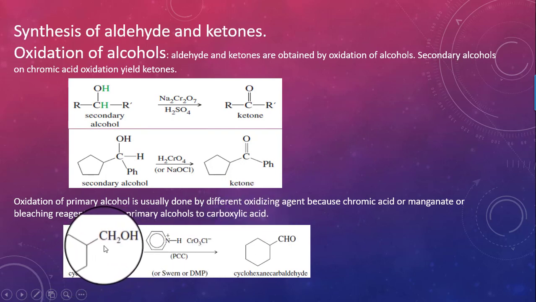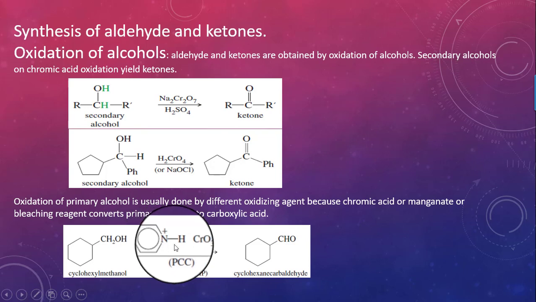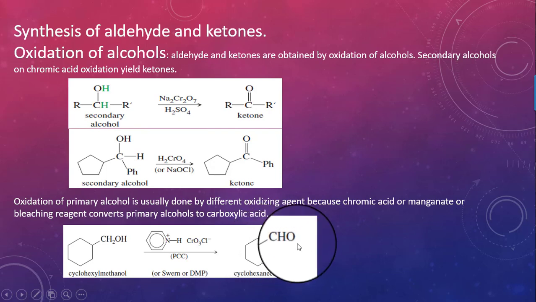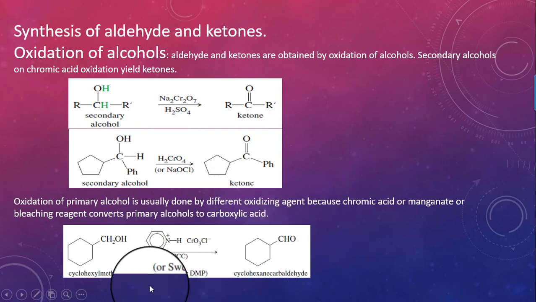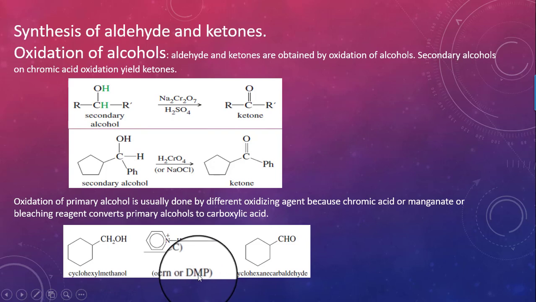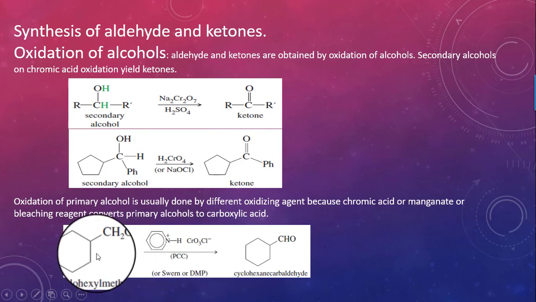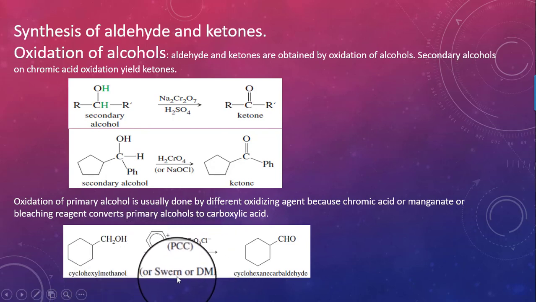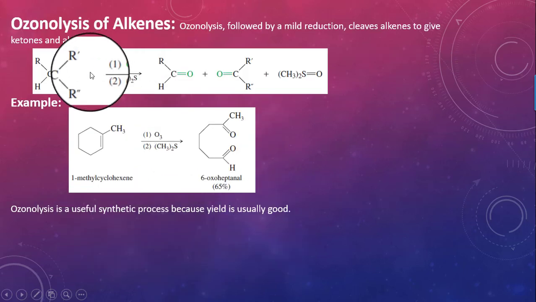Here we see that a primary alcohol is made to react with PCC, pyridinium chlorochromate, and this leads to the formation of an aldehyde. A good yield of aldehyde is obtained in this case, or we can use the DMP oxidation method for the oxidation of primary alcohol. We have discussed these reactions in oxidation of alcohols.